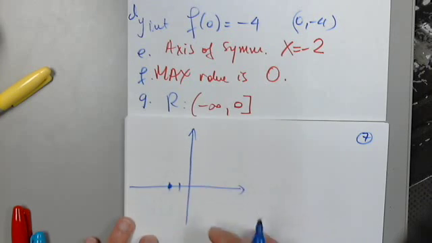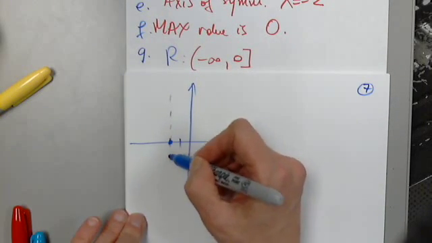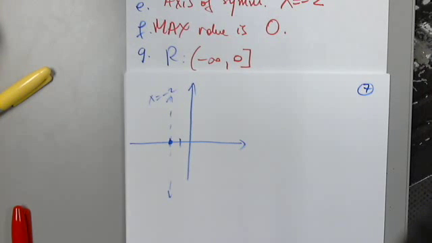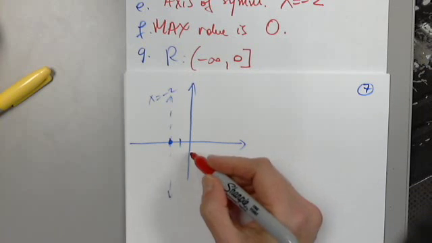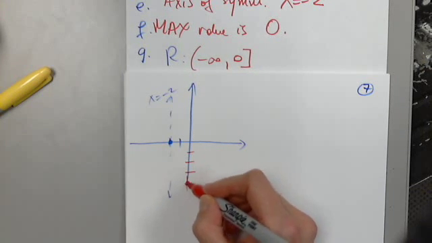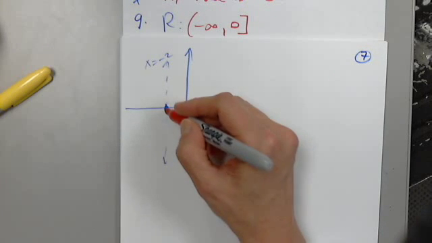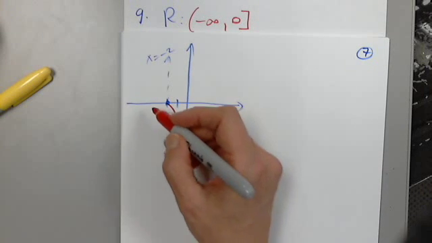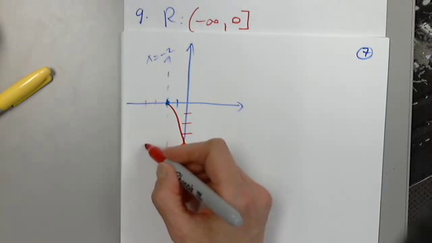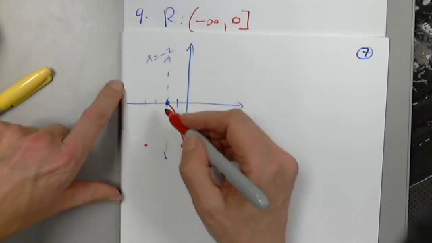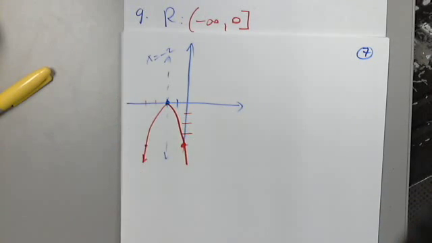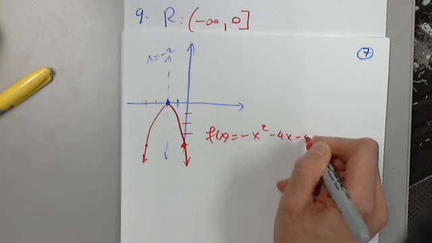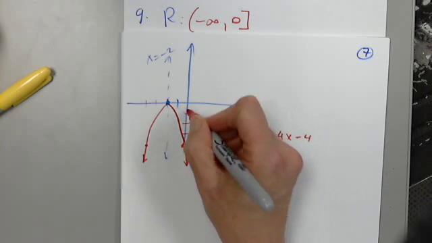At negative 2, 0 is the vertex. Here's the axis of symmetry, x equals negative 2. I have one point, 0, negative 4. I have this side, and I'm going to try to find a point on the other side that is symmetric with this one, so I can keep the graph as symmetric as possible. So this is the graph of f of x equals negative x squared minus 4x minus 4.